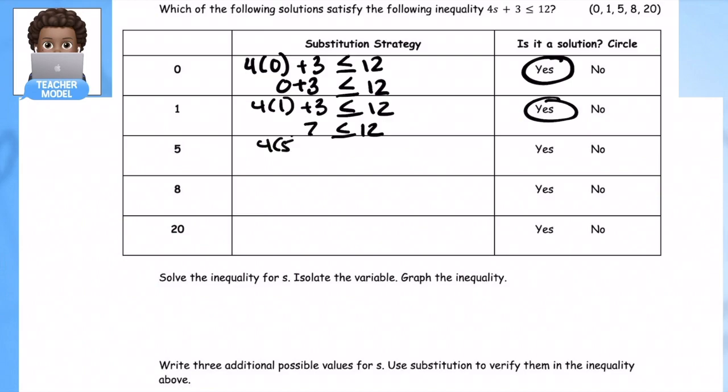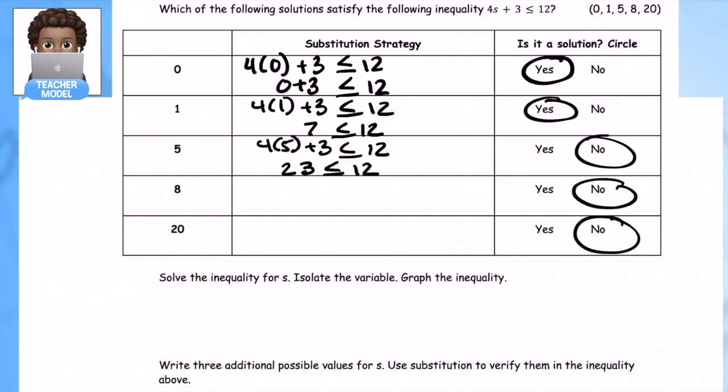I go to the next one. Ooh, 23 is, nope, this one is not true. 23 is bigger than 12. So I can also say that the next set would also not be true because I have higher values. In this case, I have 4 times 8 plus 3, which is 35. That's not less than 12. And 4 times 20 plus 3, which would be 83. And that is also not less than 12.